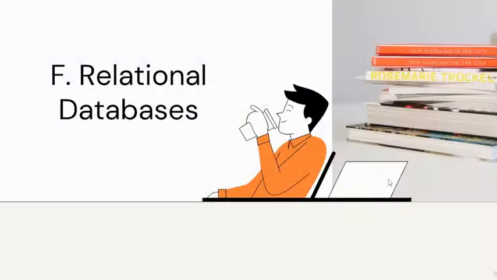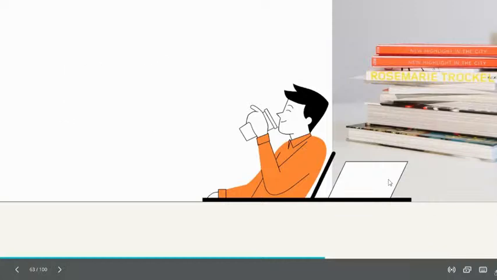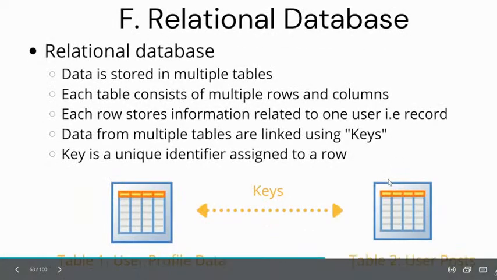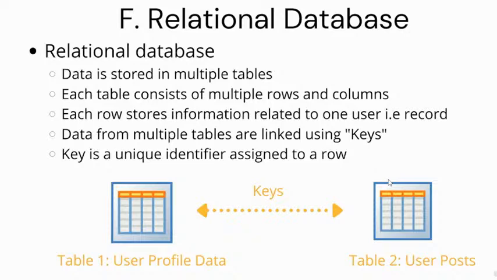This is Prathamesh, and in this session we'll learn more about relational databases. Let's take a look at the relational database. Relational databases, also known as SQL databases, use tables to store data. Each table consists of multiple rows and columns. Each row stores information related to one user. It's also known as a record.